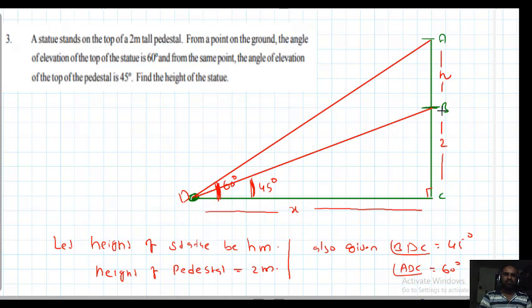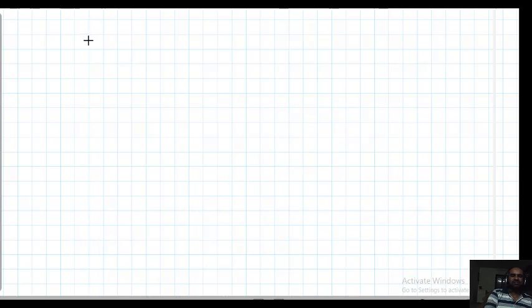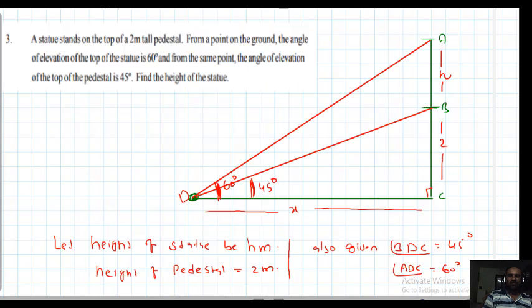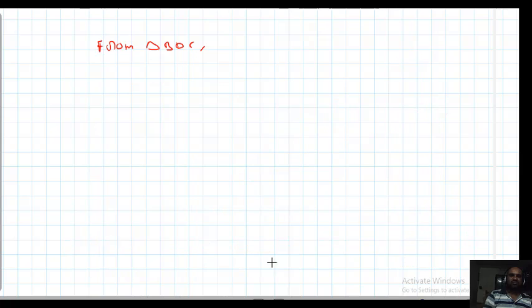From triangle BDC, tan 45 equal to 2 by x. Tan 45 equal to 2 by x, or x equal to 2.